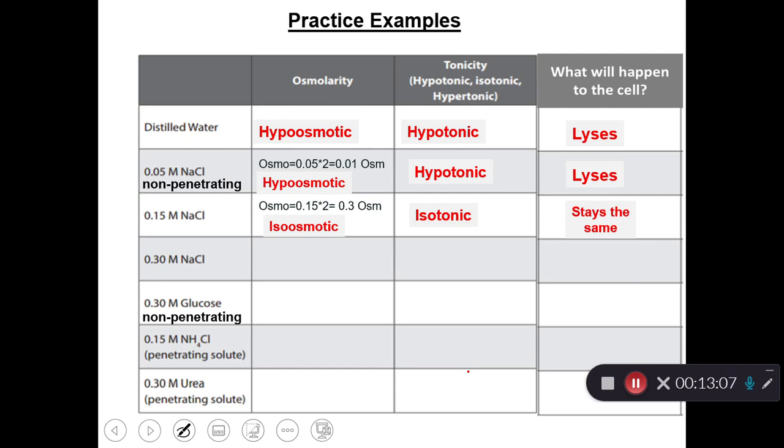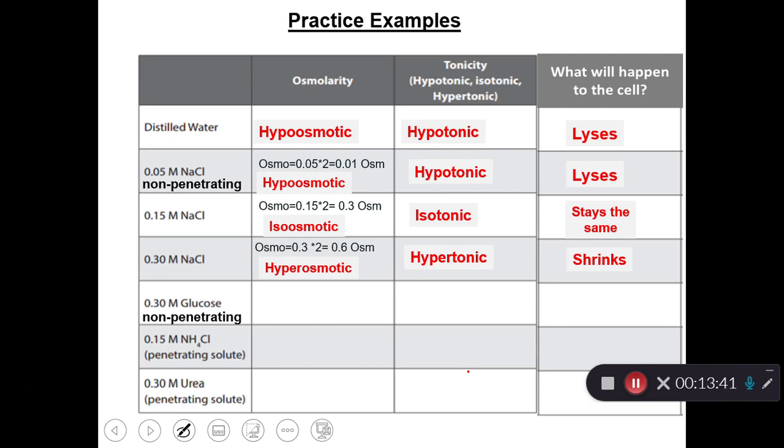Okay, how about 0.3 molar sodium chloride? If you multiply this by 2, the osmolarity is 600 milliosmol. So this is hyperosmotic. How about tonicity? Since it is more than 300 milliosmoles of non-penetrating molecules, it is hypertonic. How about the cell? If you put the cell in such a solution, water leaves the cell and the cell would shrink.